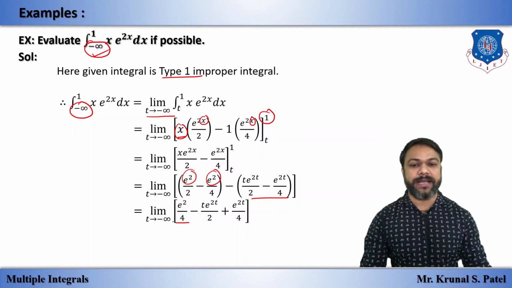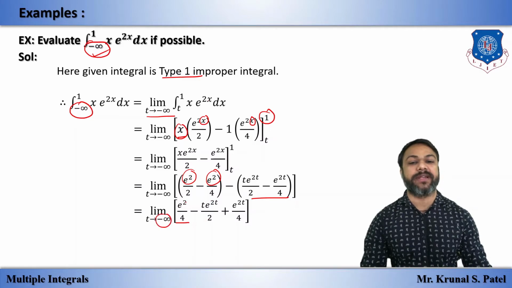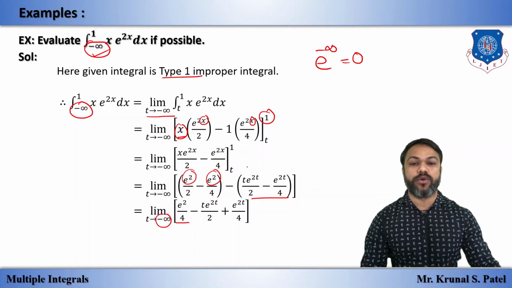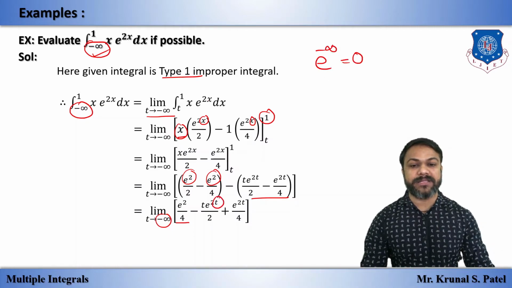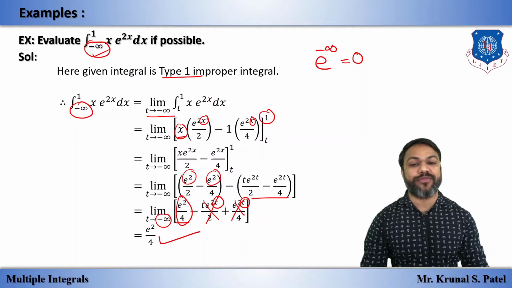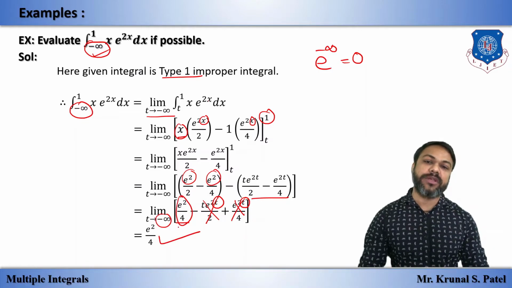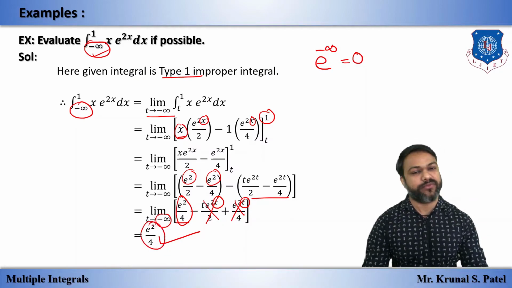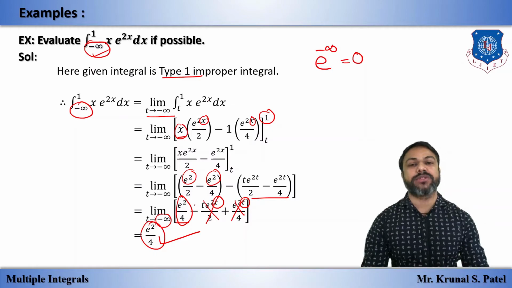So we have this, and by putting t tends to minus infinity. And we know that e raised to minus infinity gives us 0. So if you put here minus infinity, both these terms will be 0. So we have final answer e square by 4, which is finite. And finite, so given integral is convergent, and the answer of integral is e square by 4. Simple. Okay.